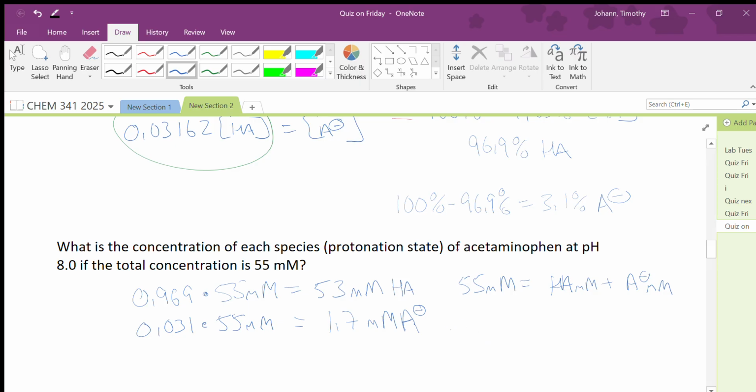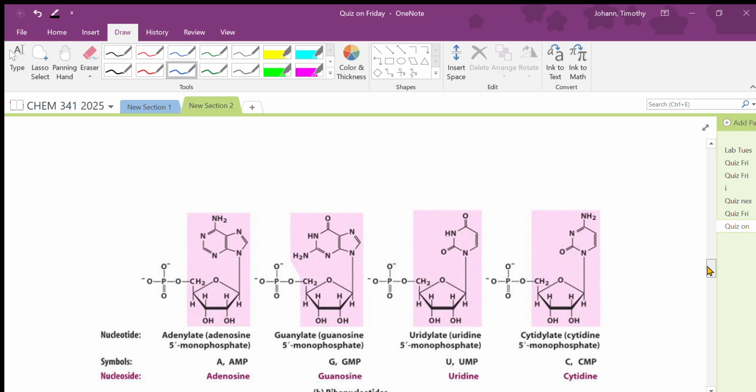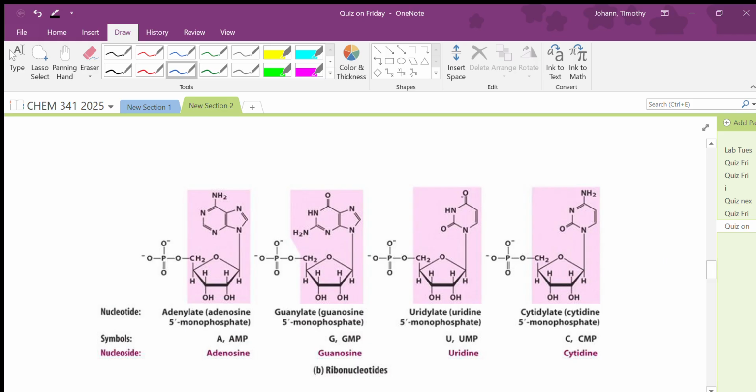All right, we're going to move on to chapter 3 then and start talking about DNA and RNA and nucleotides. So we've got 3 nucleotides now, or 4 nucleotides down here.